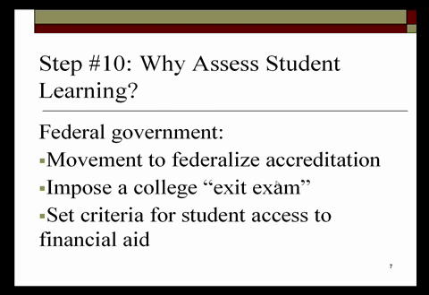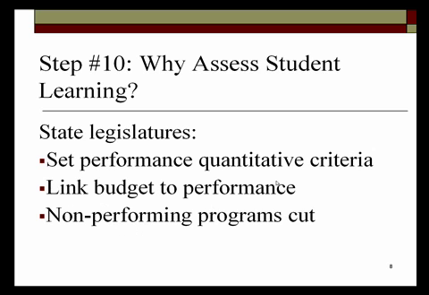The federal government under George Bush was moving to take over university accreditation, to impose a college exit exam that students had to pass to get the degree, and to set standards such as a 75% graduation rate for students to be eligible for financial aid. At the state level, some states have moved to define quantitative performance criteria to link budgets to those performances and to cut programs that don't measure up.